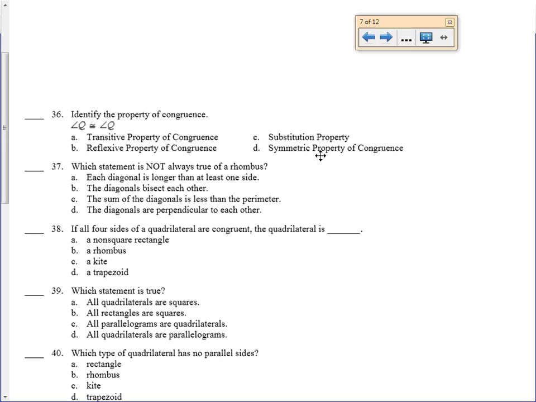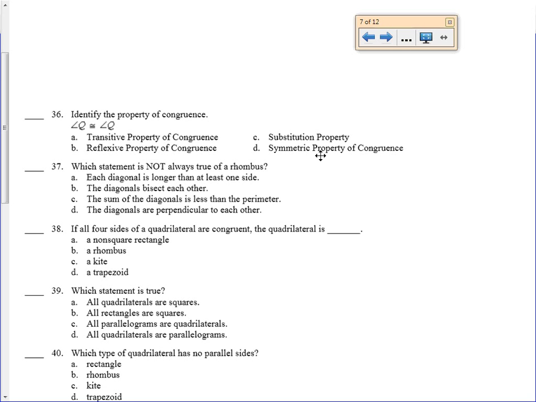Something's off, which is not always true of a rhombus. Whoever's making that clicking noise, please stop. What is true of a rhombus? It has 4. So each diagonal is longer than at least one side. The diagonals bisect each other. Is that true? Why is that true? No, not because it's a rectangle, it's a rhombus. Parallelogram. The sum of the diagonals is less than the perimeter. The diagonals are perpendicular.